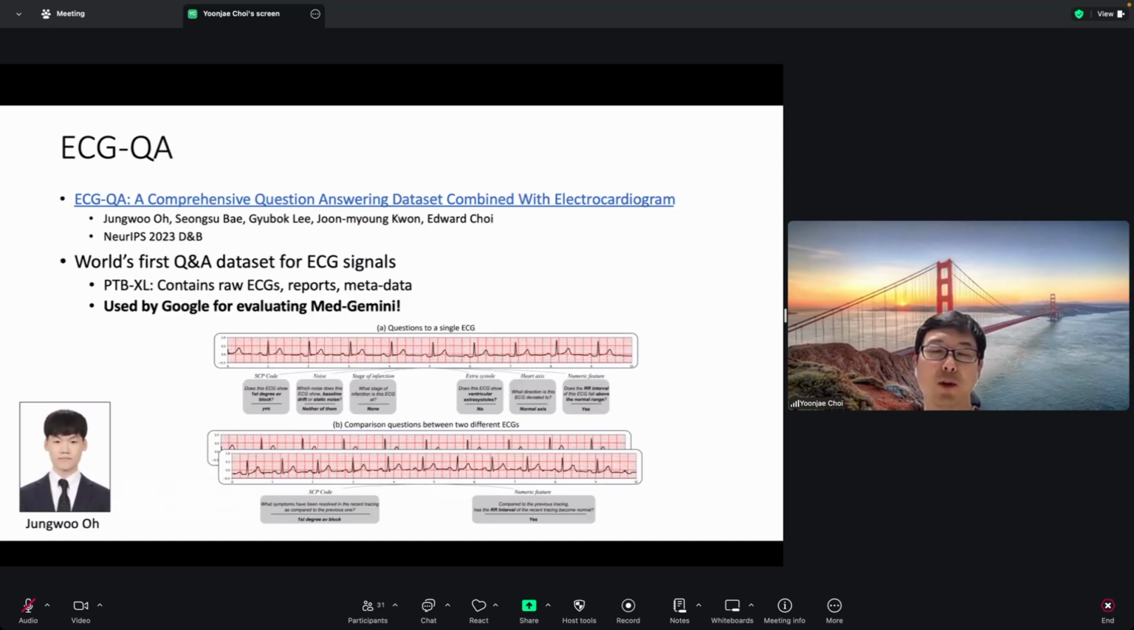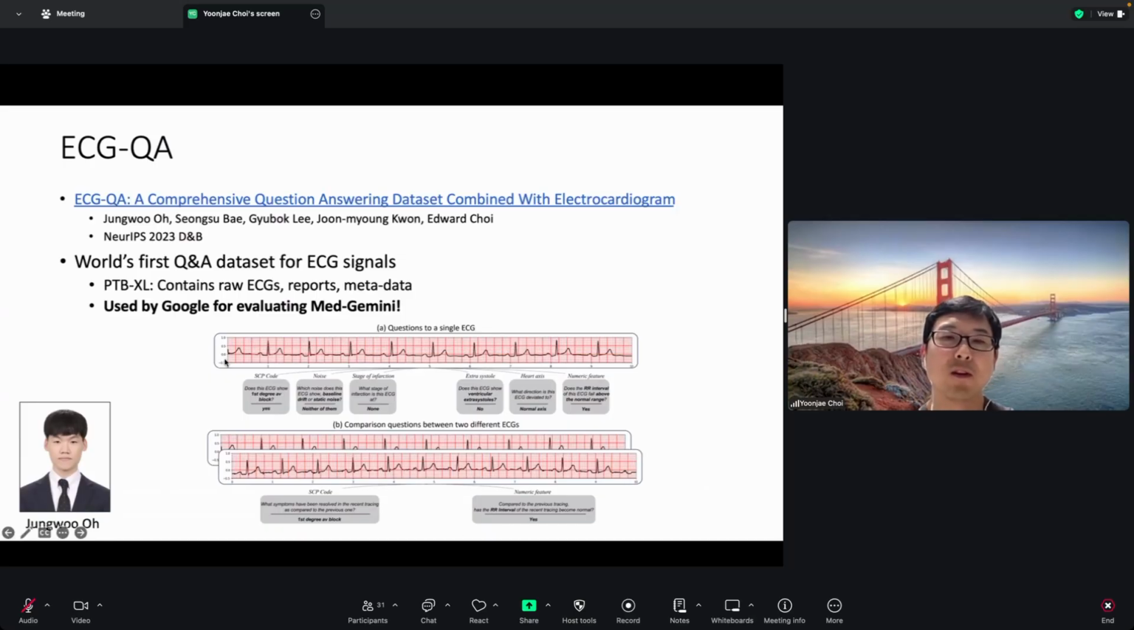At the same time, in 2023, we happened to be the group that made a question answering data set for ECG for the first time. So we were interested in ECG for quite a long time, but it was mostly for detecting anomalies or arrhythmia or some cardiac disease. But we've never seen a formal benchmark for AIs to estimate their ECG understanding capability. So we just did it.